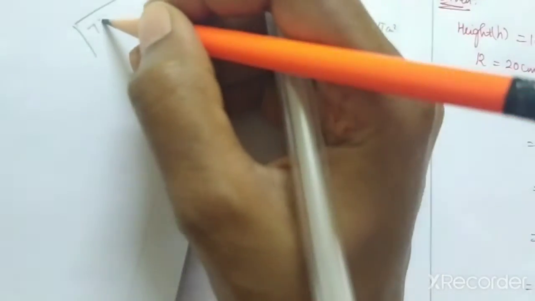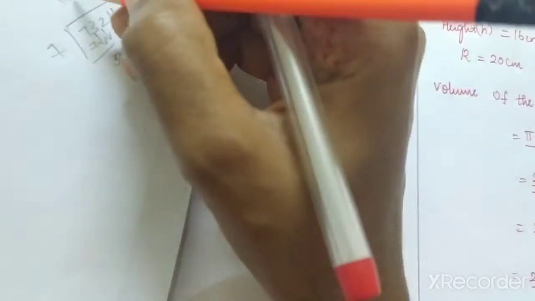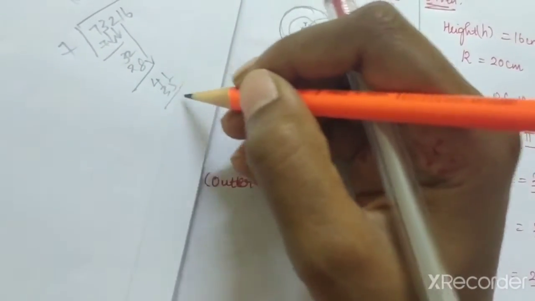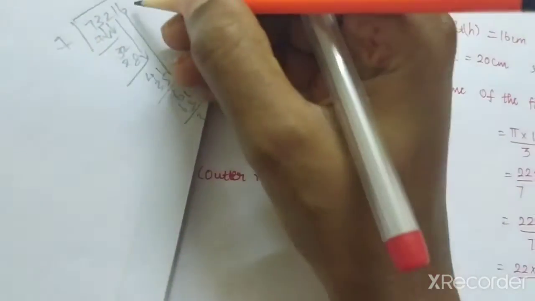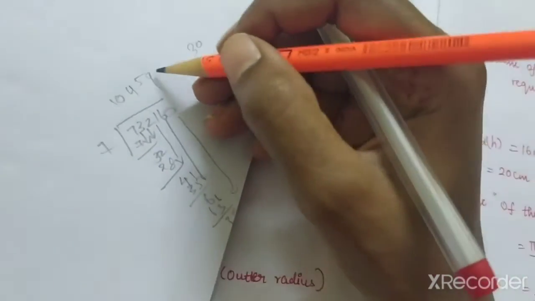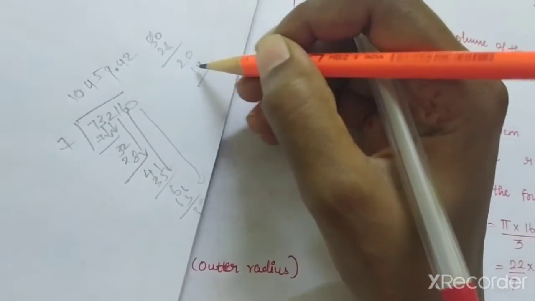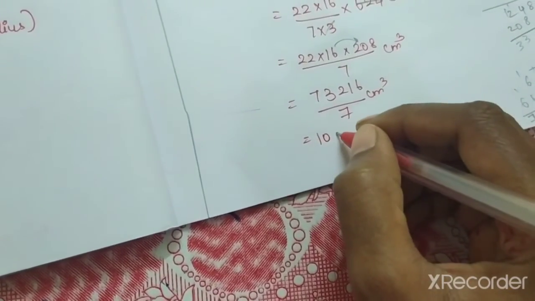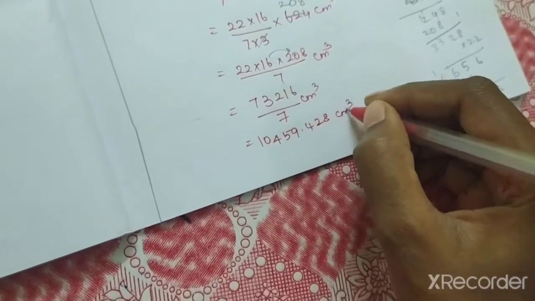So what's the division value? 73216 in the 7 table. 1 times 7, then 3, put a 0. 32 is not coming. 4 times 4, 28, balance 4. Balance 1, 5 times 35. Then 9 times 7, 63, balance 3. Put a point. Continuing the division like that, what do you get? 10459.428 centimeter cube. This is the volume.